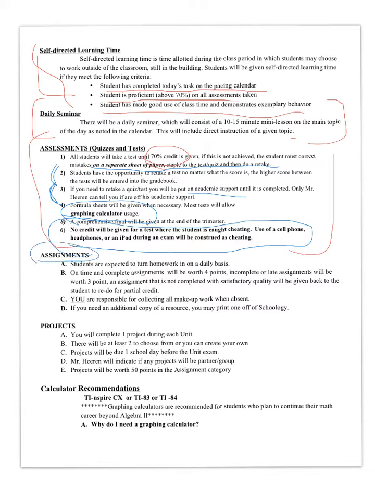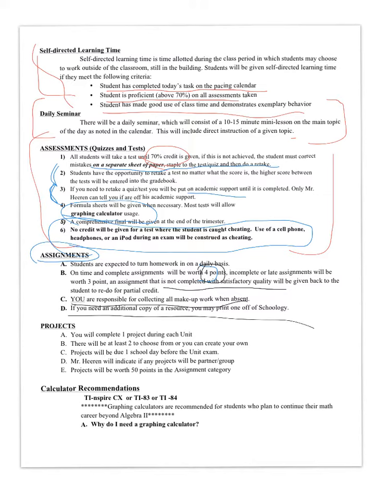Assignments are worth 4 points apiece. They go in the homework category. You are responsible for every single assignment, and every single assignment being completed to satisfactory quality. If you skip problems or you miss problems or you just write down random things, that's not doing it satisfactorily. So you're responsible for collecting all missing work. If you need an additional copy, it will all be on Schoology.